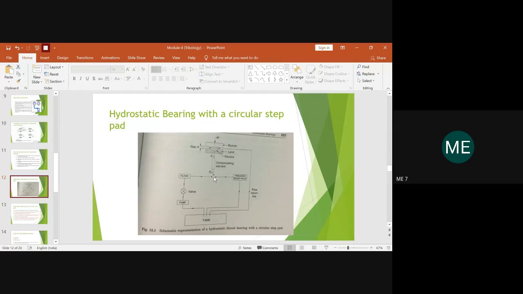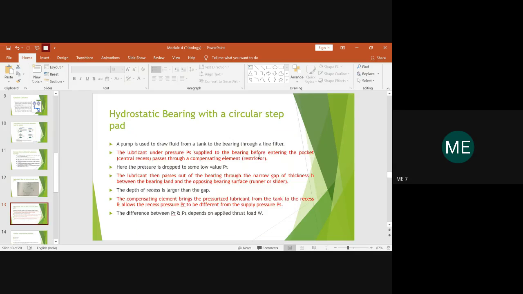So this is the pressure through which it is operating before it enters the recess across the center, and hence if they ask you to determine the pressure of the oil before entering the recess, you should identify that it is P suffix S and it is not P suffix R. That's why I'm stressing you. Okay, and later it passes through the compensating element. So this is like a barrier restrictor to reduce the pressure if it is high. So the pressure which is coming out through the restrictor, which is passed through the recess, will have a lower value.